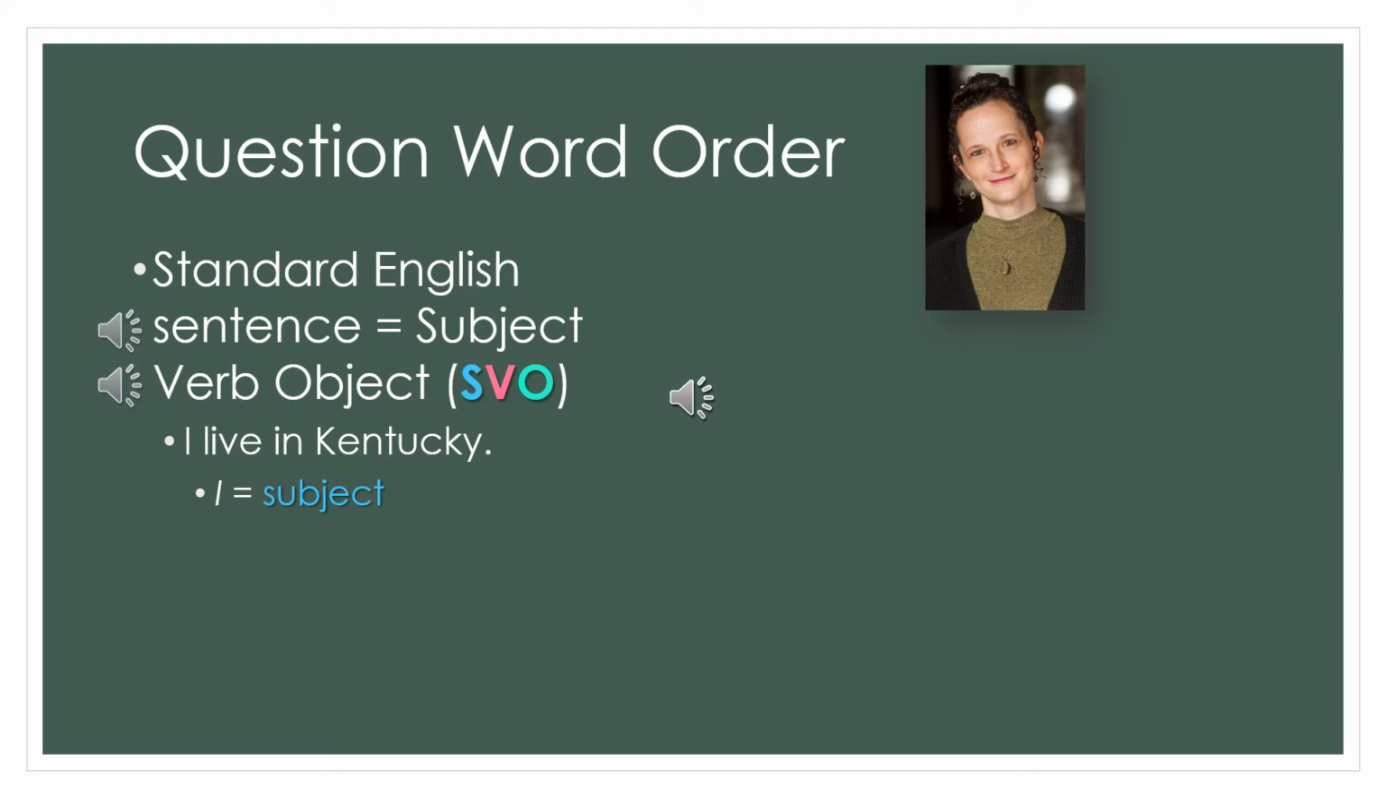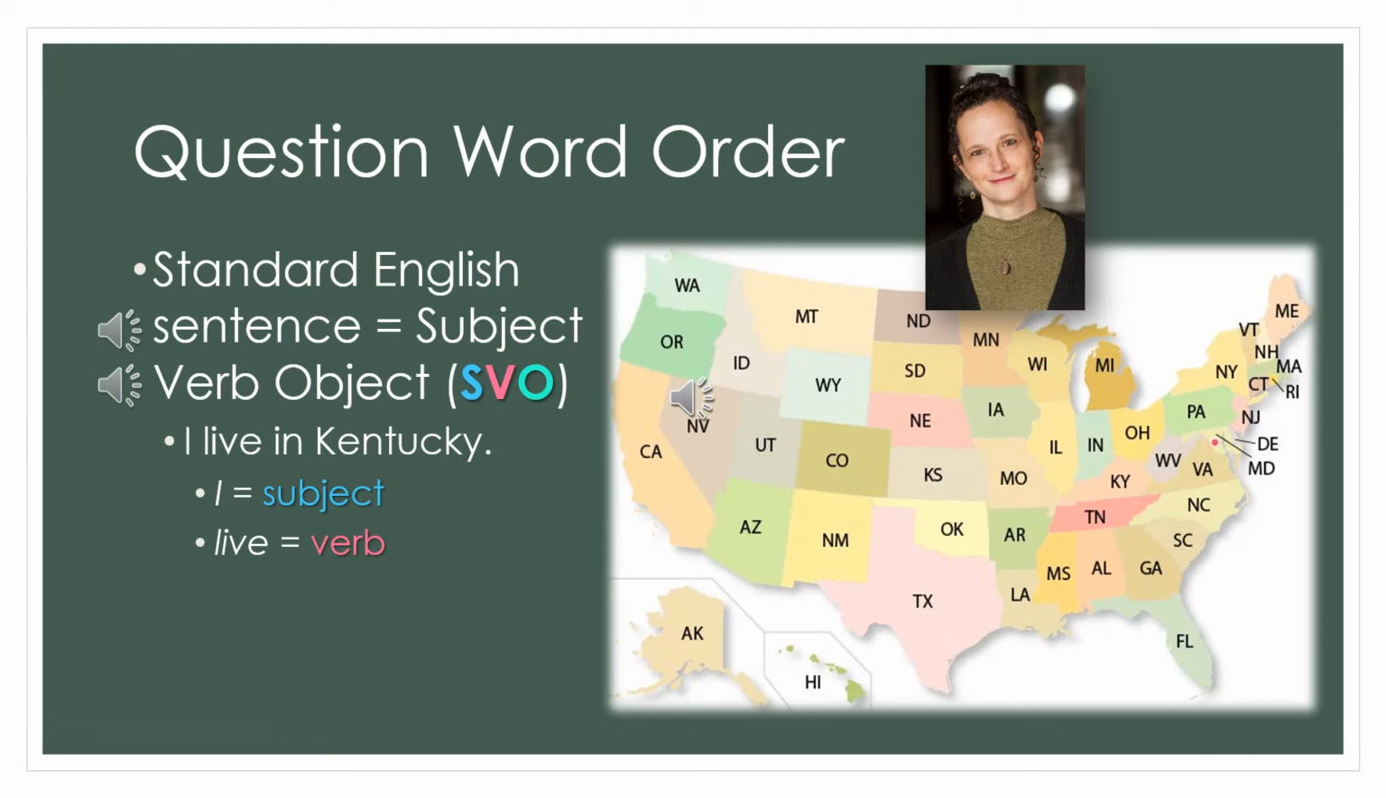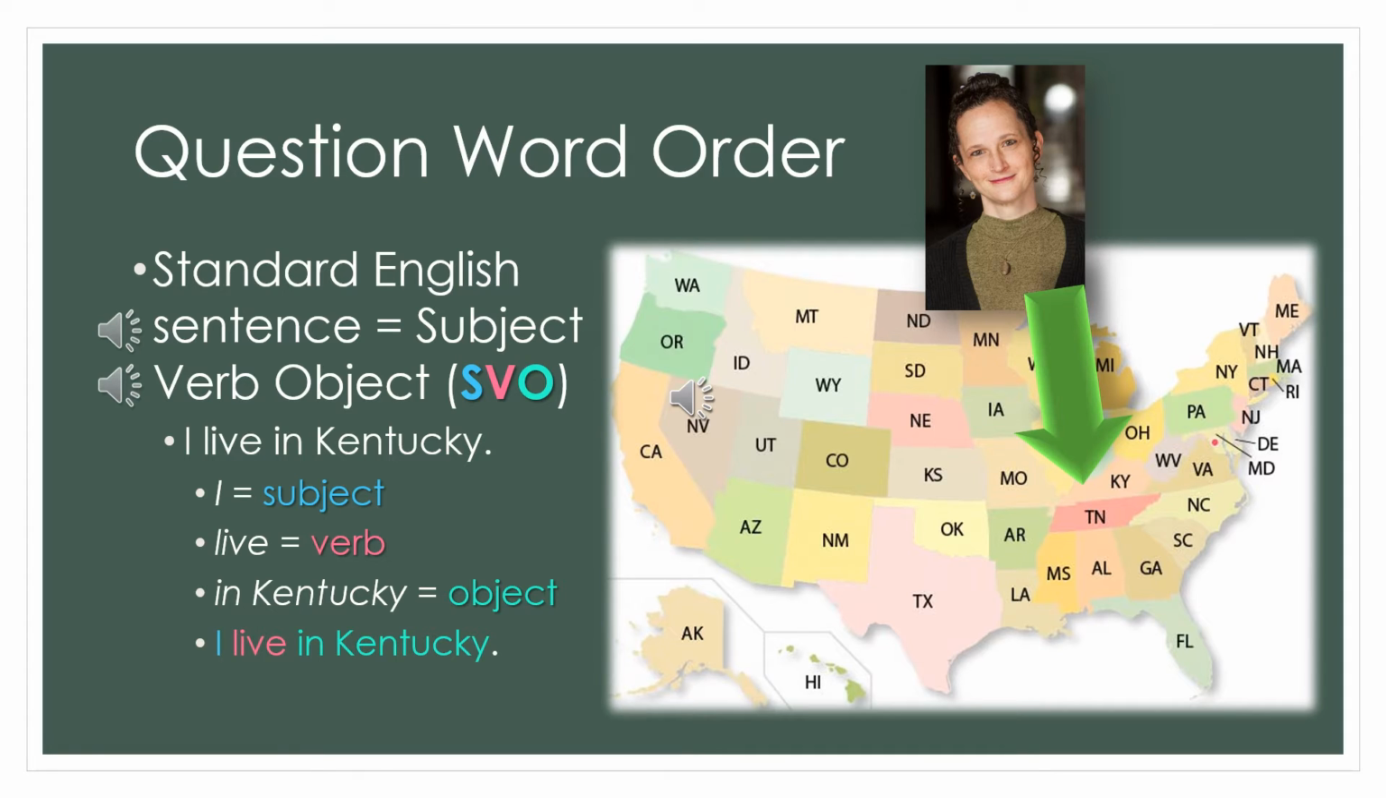I is the subject. Live is the verb. In Kentucky is working as the object. I live in Kentucky.